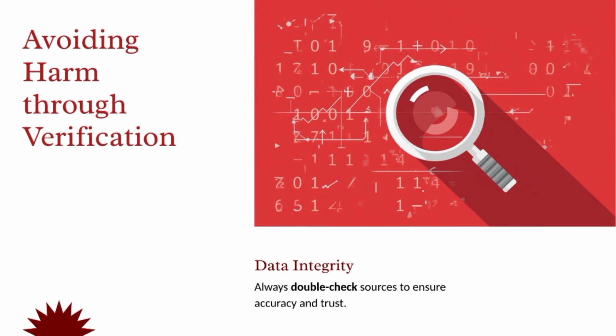Avoiding harm through verification. Verification is not just about accuracy, it's about preventing harm. Incorrect identification, false accusations, or misinterpreted data can damage lives. Ethical OSINT requires double-checking sources, cross-verifying information, and documenting findings carefully. Speed should never replace accuracy.